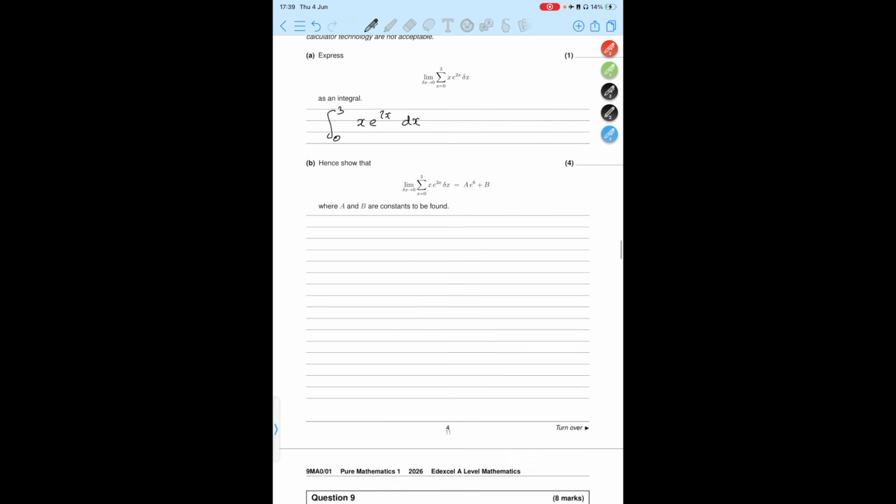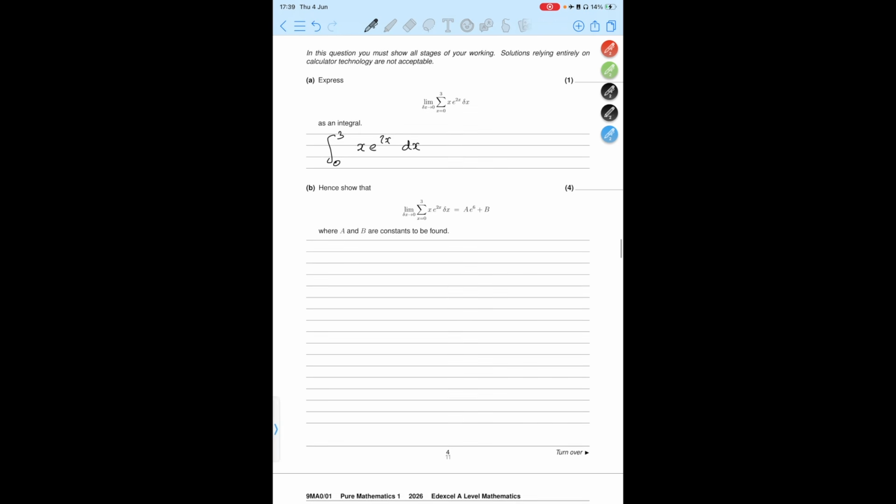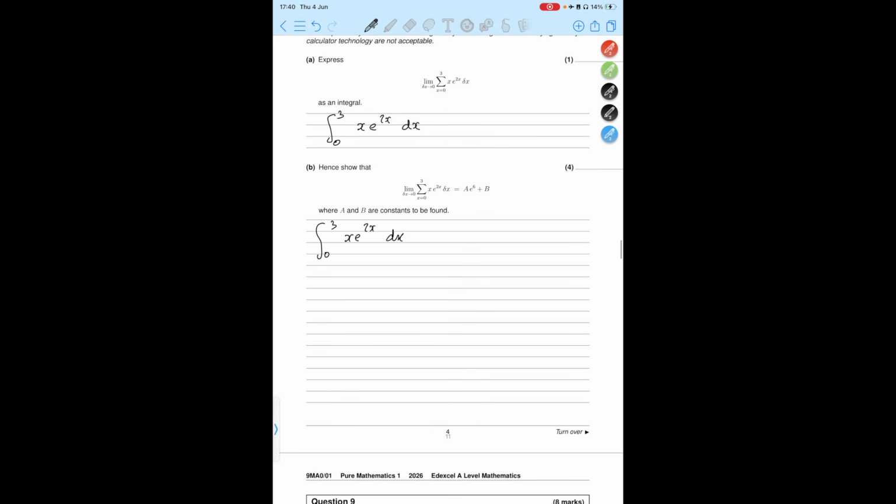Now it actually wants us to find the exact value of this answer. So the integral from 0 to 3 of x e to the 2x with respect to dx. There's a couple of ways we can do this, but I think the best way is probably the product rule. Actually, I think that might be the only way. Anyways, I'm going to do integrating by parts. Sorry, I'm not sure I said product rule. So I'm going to let u equal x, dv by dx equals e to the 2x. That gives us du by dx equals 1, and v equals half e to the 2x.